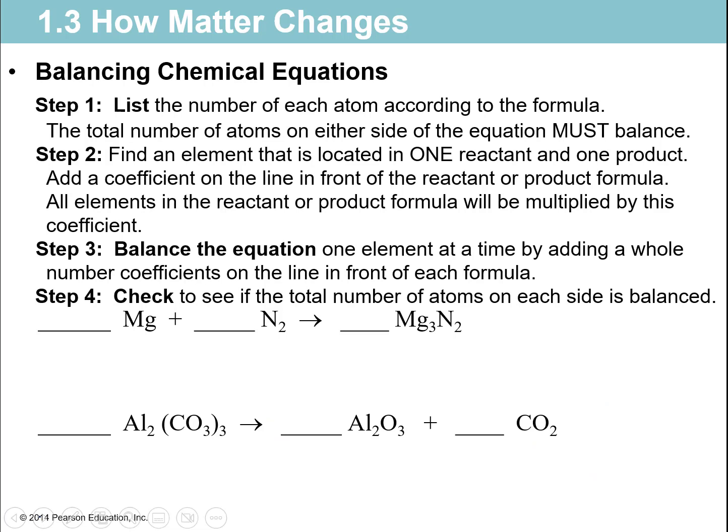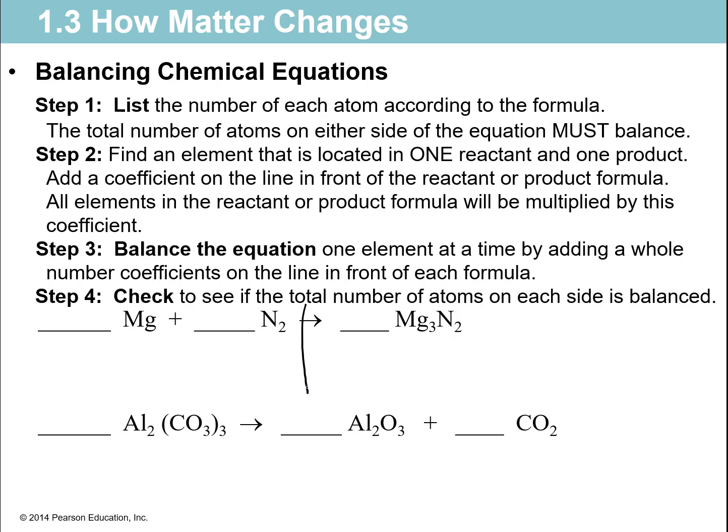So draw your line through the arrow. List the number of atoms according to the formula on each side. Remember that the goal is to make the total number of each atom the same by adding a coefficient to the ones that are not balanced. Okay? So first thing, draw the line. Second thing, list how many atoms in each formula.